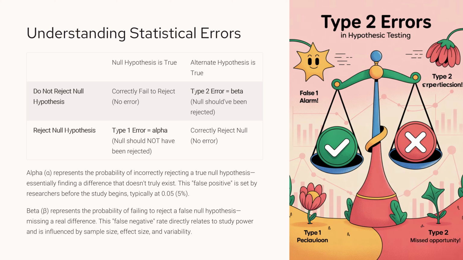So write that in there. Type 2 error is a false negative. Type 1 error is a false positive. And then finally, if you reject the null hypothesis in your test, and the alternative is actually true, then you've correctly rejected the null and there is no error.